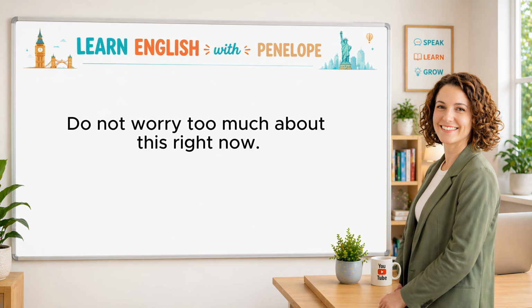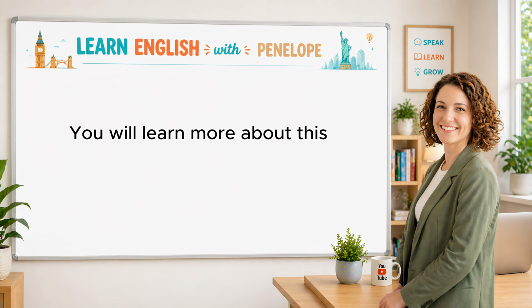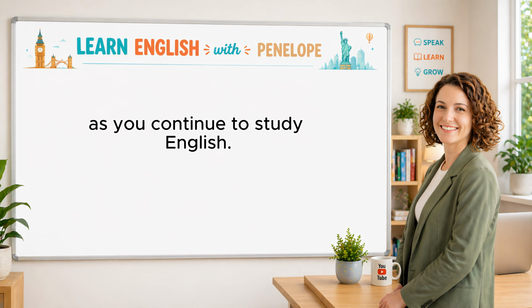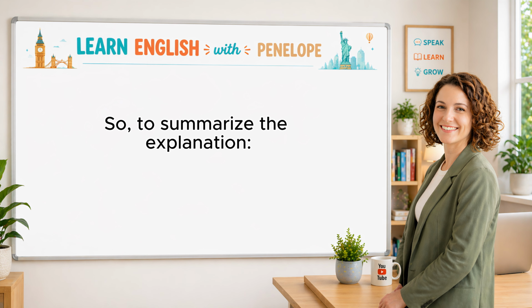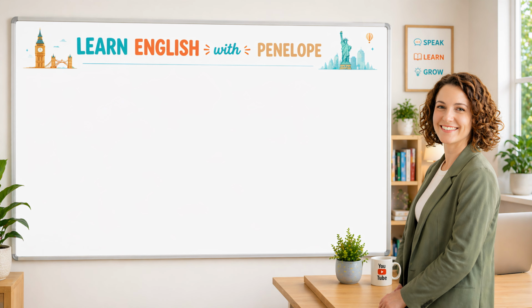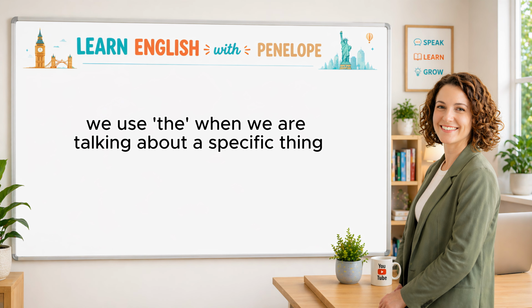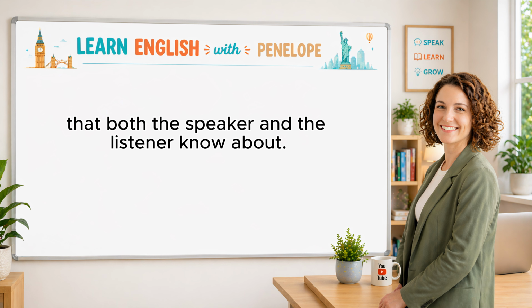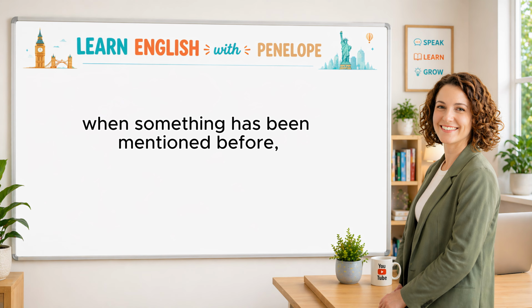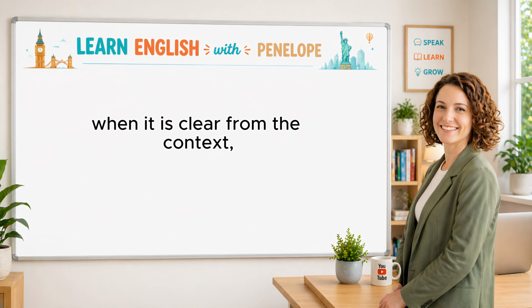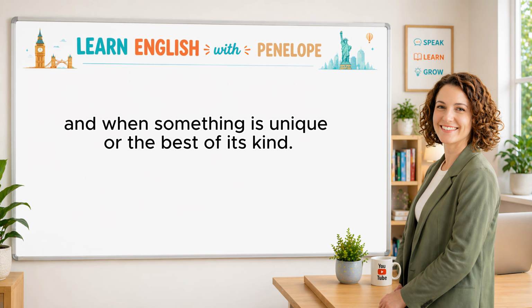Do not worry too much about this right now. You will learn more about this as you continue to study English. For today, the most important thing is to understand the basic idea of "the." So, to summarize the explanation, we use "the" when we are talking about a specific thing that both the speaker and the listener know about. We use it when there is only one, when something has been mentioned before, when it is clear from the context, and when something is unique or the best of its kind.